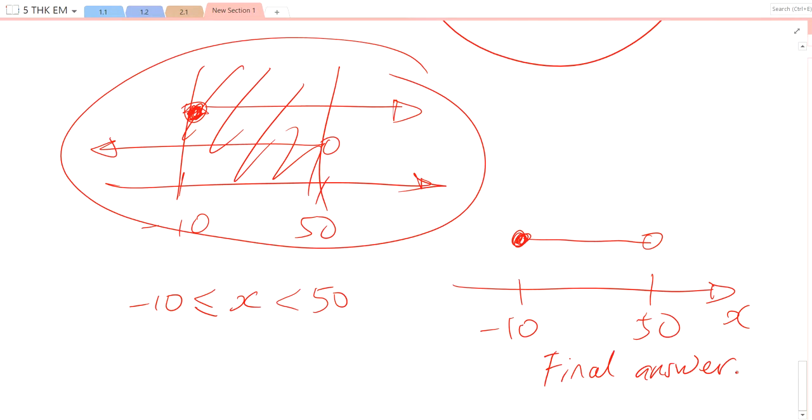Yes? Why? What? What's your question? Do you have a question? Uh-huh. No, negative 10 is less than or equal to x.